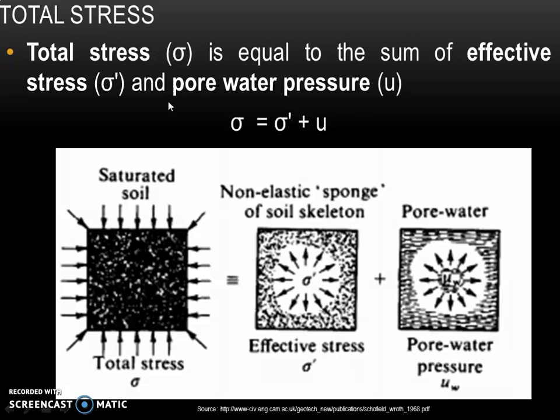And total stress, that is sigma, is the summation of effective stress, that is sigma dash, which is due to the soil particles, and pore water pressure, that is U, which is due to water present in the voids. So we write total stress sigma equal to sigma dash plus U. Sigma dash is effective stress and U is pore water pressure.